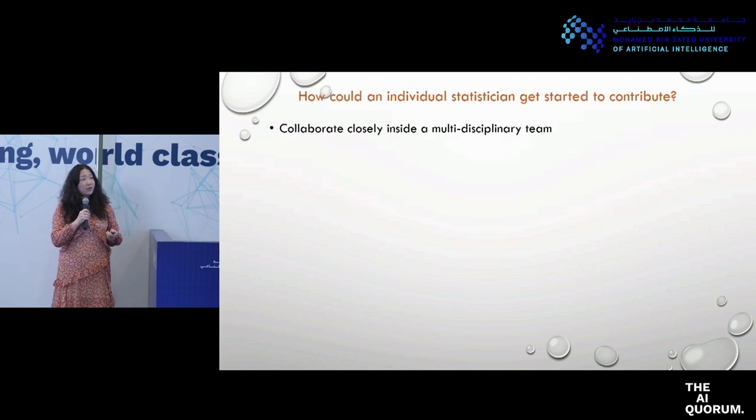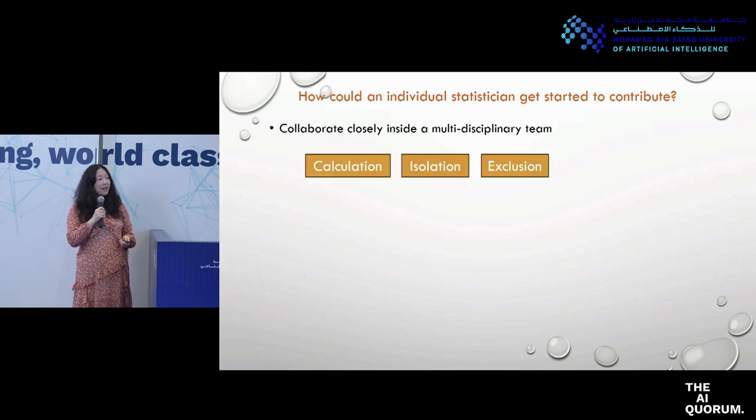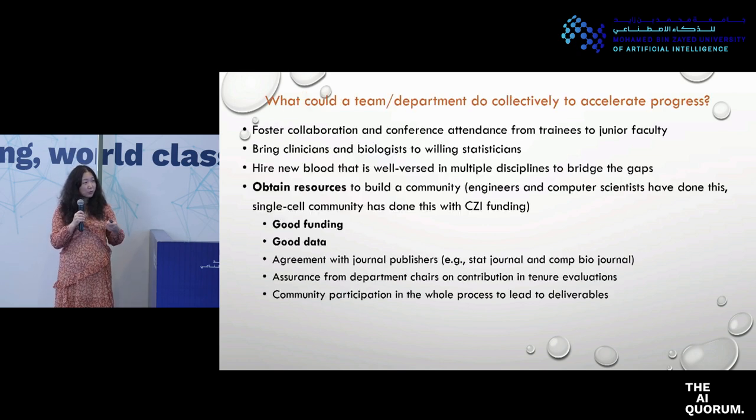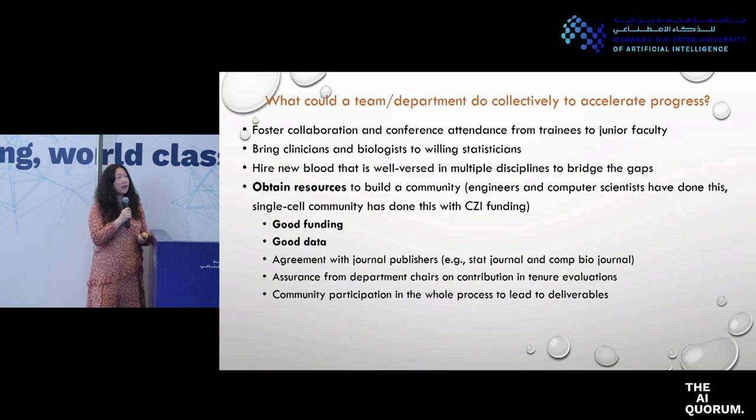How could an individual statistician get started to contribute? I would say collaborate, and collaborate closely inside a multidisciplinary team. I wrote something that individuals can start not to do, basically not to be isolated or excluding collaborators or people from other disciplines.